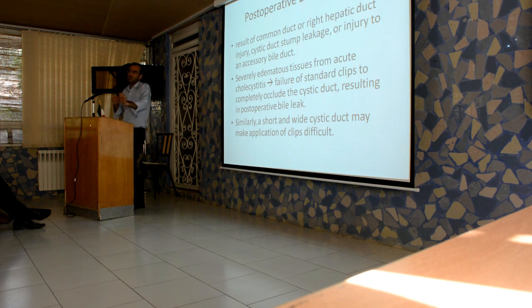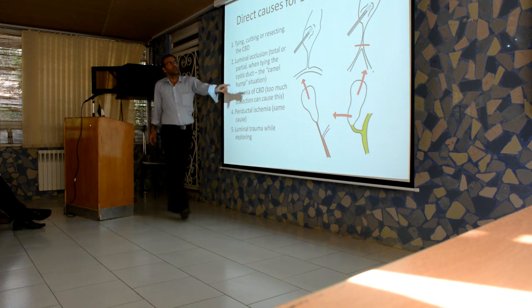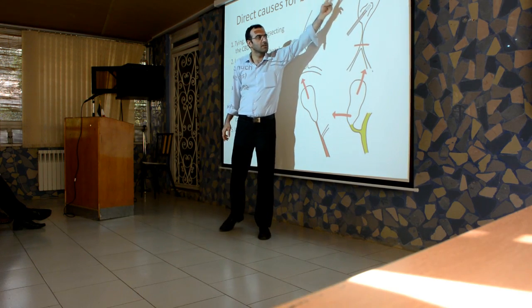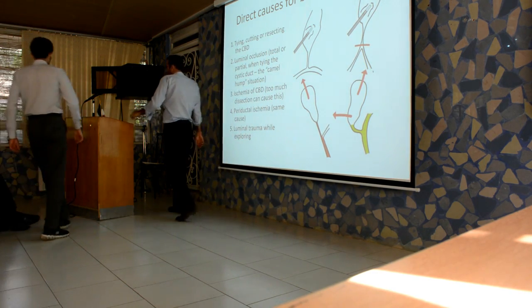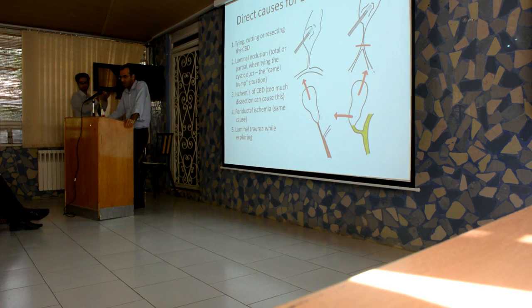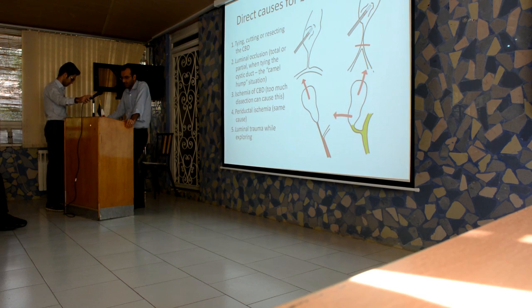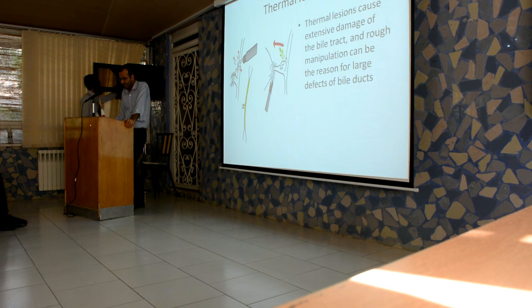Large and edematous, tight. Direct causes of biliary stenosis include tying and cutting or resecting of the CBD, and luminal occlusion. If the cystic duct is pulled up and the CBD is raised, clips may partially occlude the CBD. Ischemia of the CBD can be caused by too much dissection, and also by lumen trauma with wide exposure and thermal lesion.